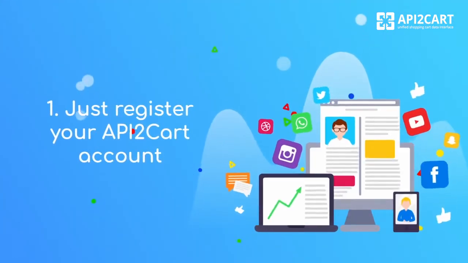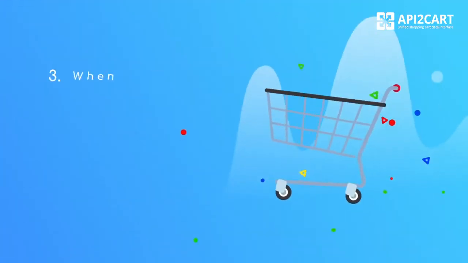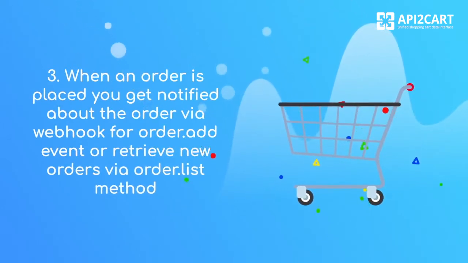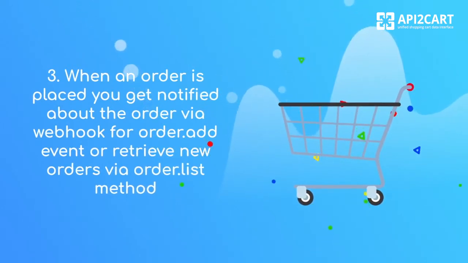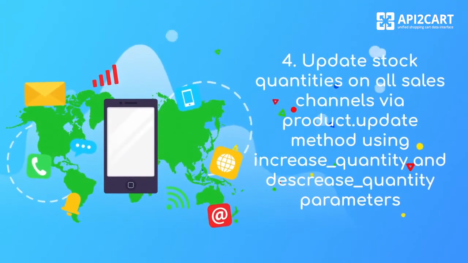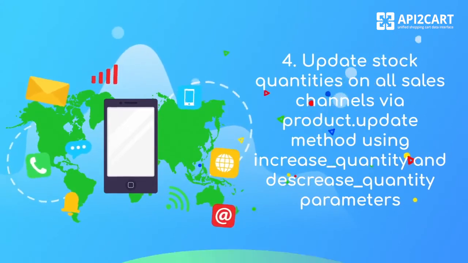Just register your API2Cart account. Add your store. When an order is placed on the store, you get notified about the order via webhook for order add event, or you can retrieve new orders via order list method. Update stock quantities on all sales channels via product update method, using increase quantity and decrease quantity parameters.